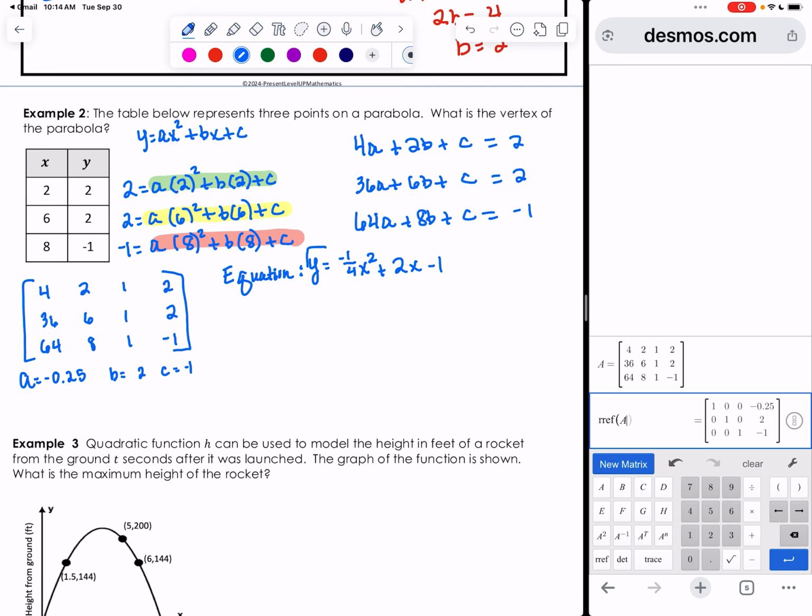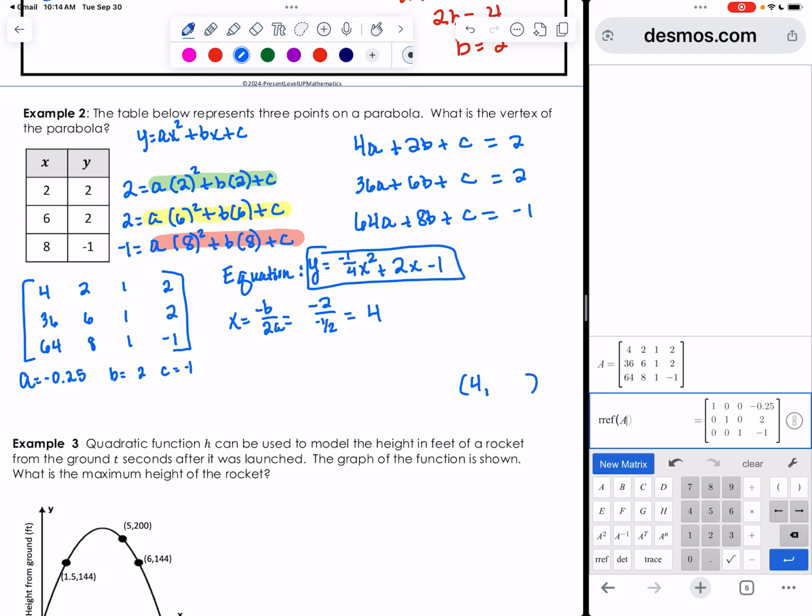Okay, I'll box that in. Now, to get the vertex, you need to use the formula x equals opposite b over 2 times a. So the opposite of b would be -2, and 2 times a, 2 times -1/4, is -1/2. And -2 divided by -1/2 would give you +4. So you know your vertex is going to be 4, something.